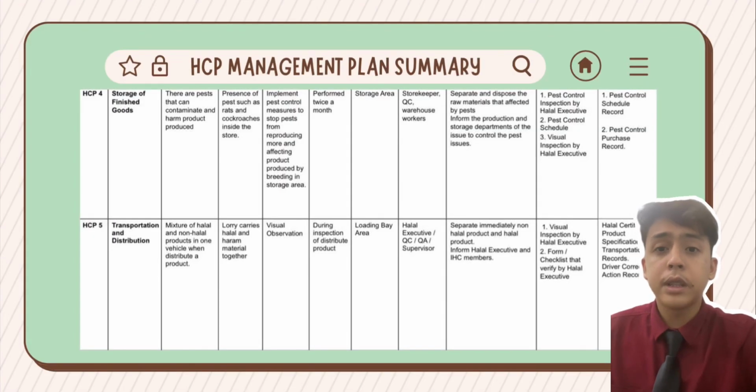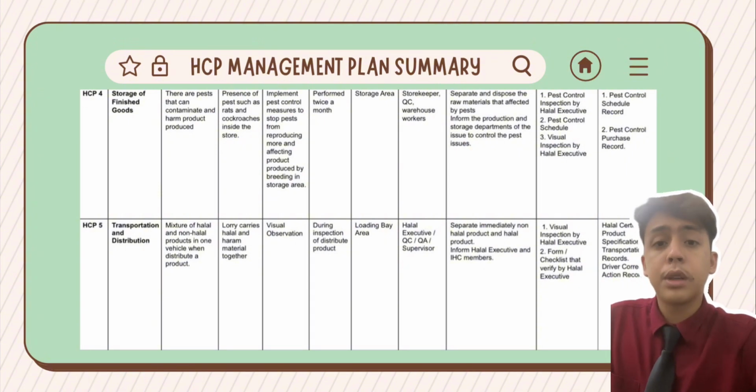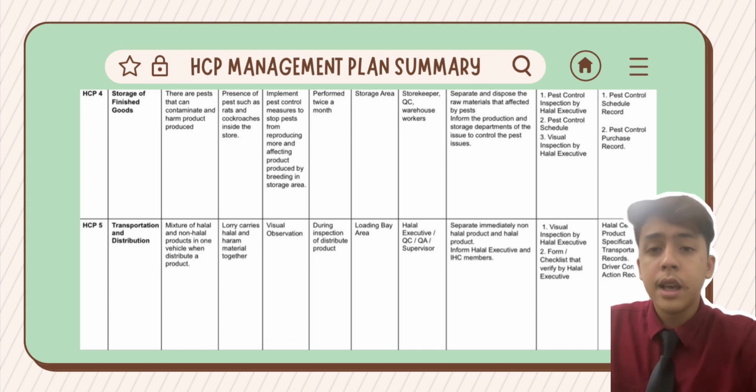In HCP4, the process of storing finished goods also has a critical limit, which is that there are pests that can contaminate and harm the product produced. This critical limit has corrective action by the storekeeper, QC and warehouse worker. They separate and dispose of the material affected by pests, and also inform the production and storage departments of the issue to control the pest problem.